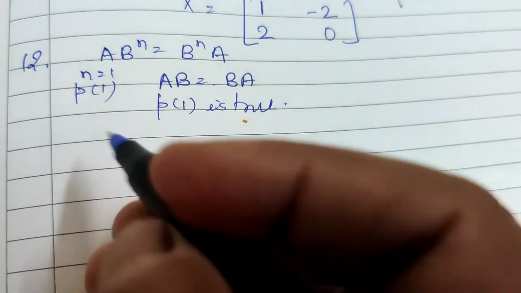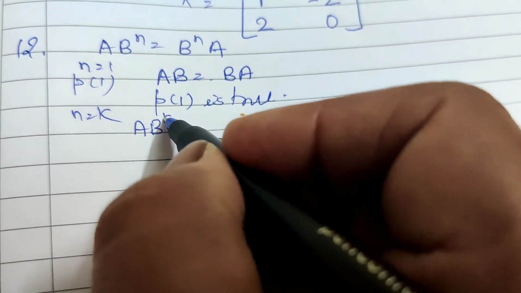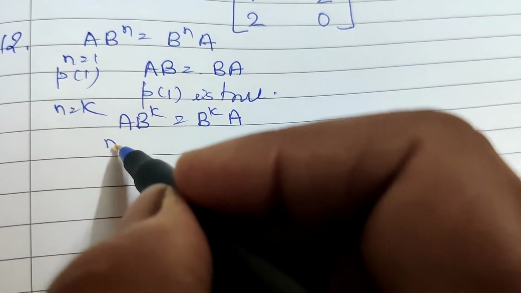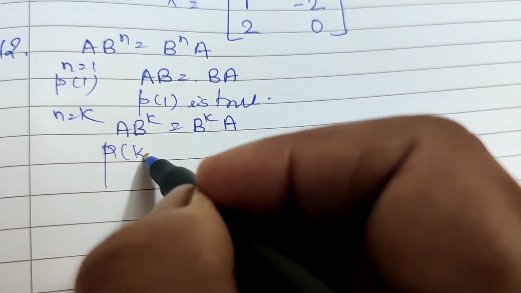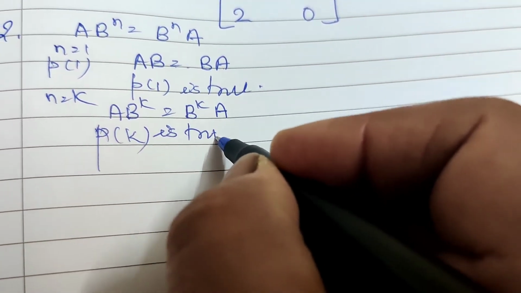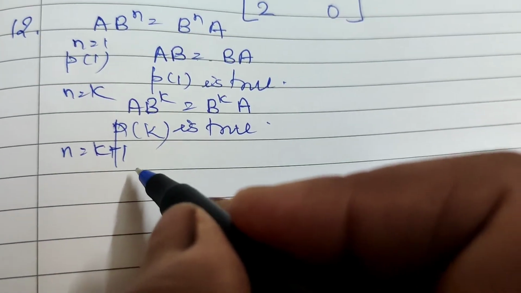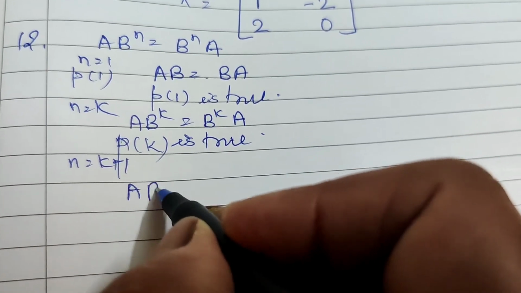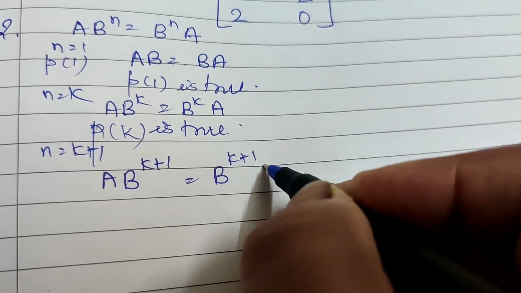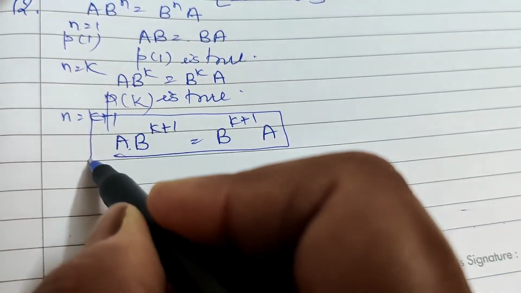Now for n equal to k: A B raised to power k equals B raised to power k into A. This is also true, P k is true. Now n equal to k plus 1. Then AB raised to power k plus 1; we have to prove it equals B raised to power k plus 1 into A. This is the LHS, and we have to prove it equals the RHS.